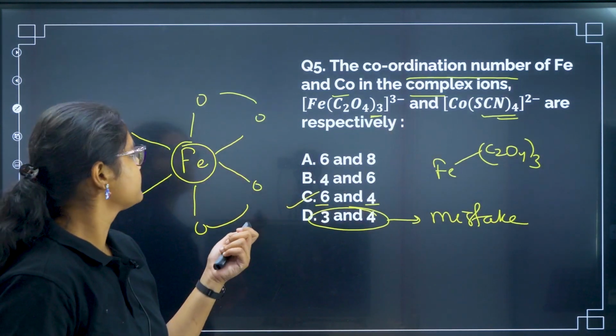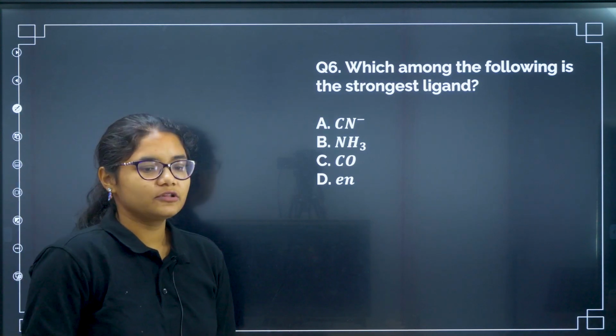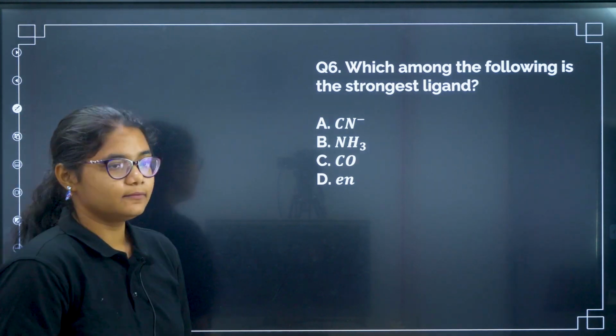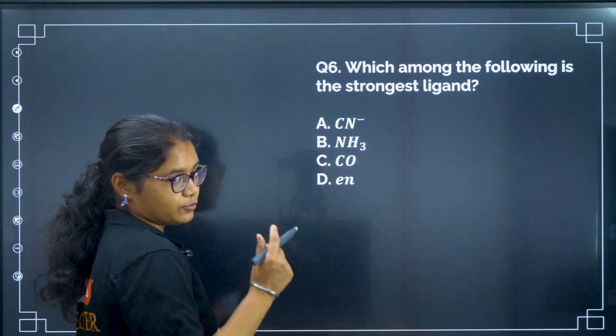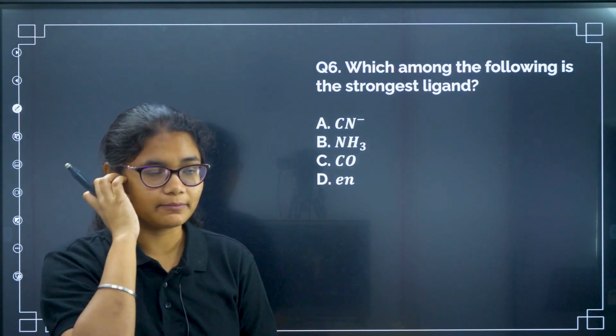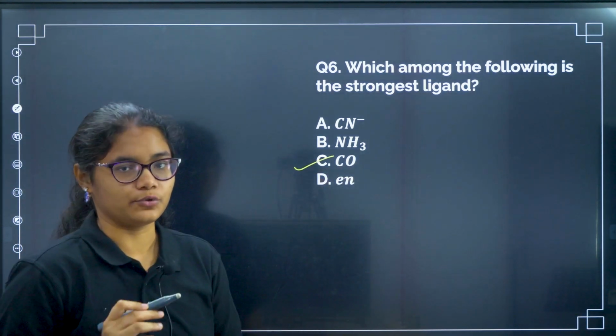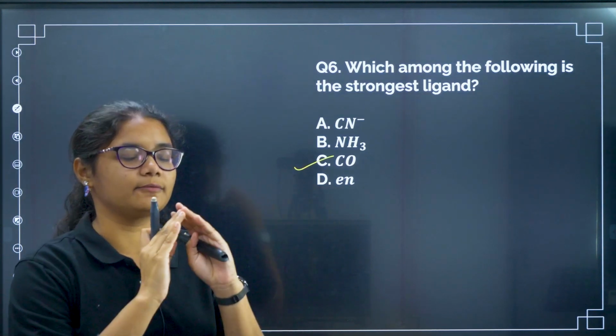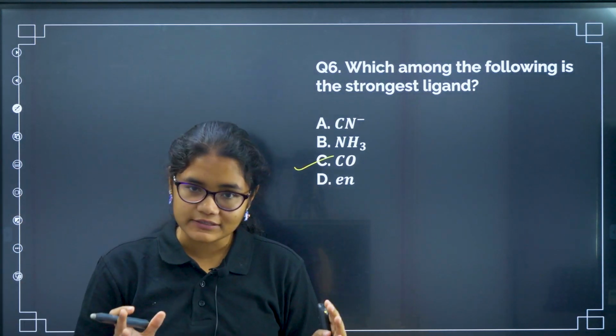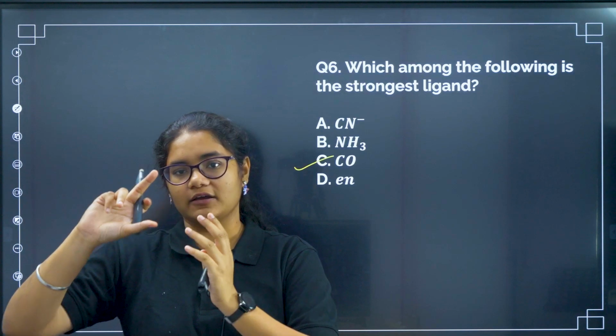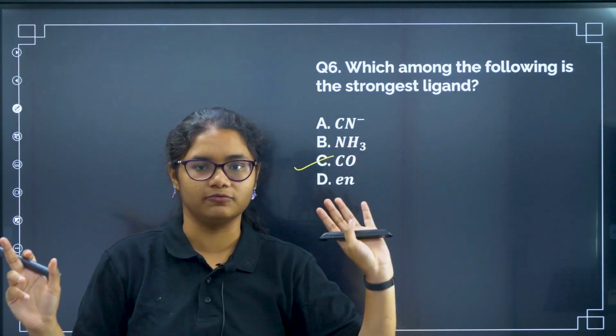Okay, next. Which among the following is the strongest ligand? I have told you the spectrochemical series, you should remember. So from that, the correct answer is option C, CO group. This is a direct question, you have to know. No need to remember the full series. Remember the top 4 and the bottom 4, right?